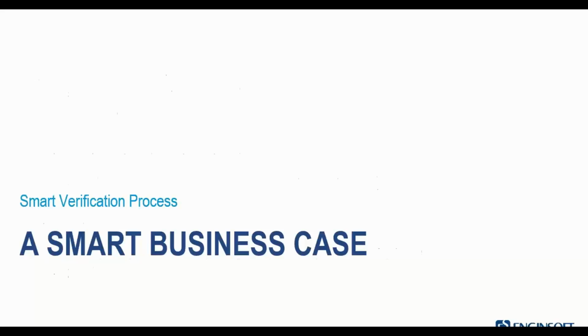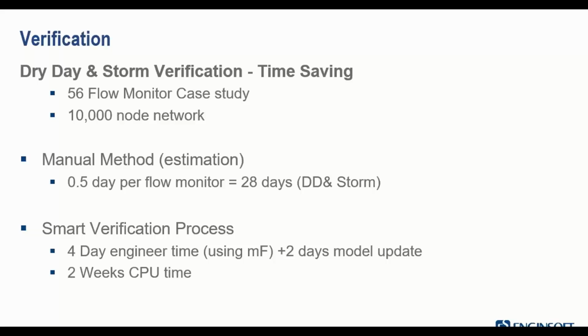So this is a typical case study that we might have done in the past, and it was 56 flow monitors with 10,000 nodes, and we're happy to do these for anybody that wants us to do them. We don't charge for these. They take us a couple of days to do, as long as we've got all the information and we've got pro formas for all of these. And let's assume the manual method is half a day per flow monitor on average, 28 days. Now it may be a little bit less, it may be a little bit more, but it's just an average for the purpose of this exercise.